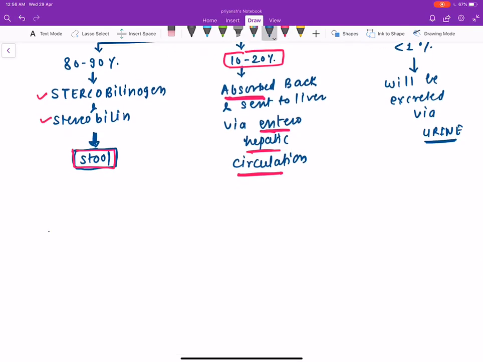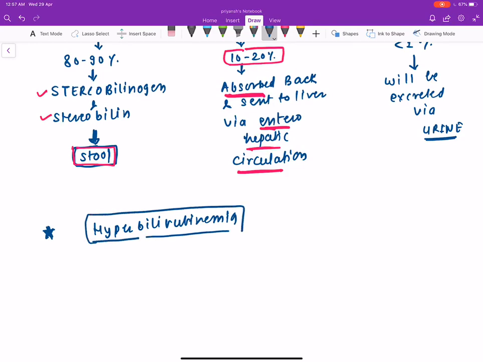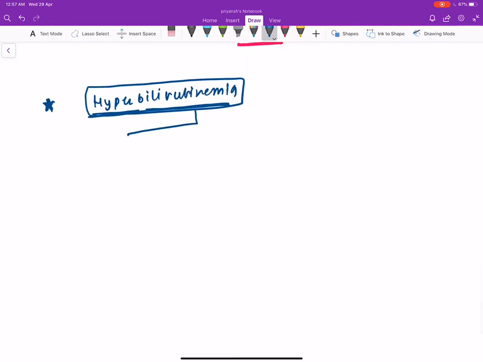Now, once we are clear with the heme catabolism pathway, I would like to add a clinical side, that is hyperbilirubinemia. Hyperbilirubinemia means there is an increased amount of bilirubin in the blood. If they ask what are the causes of hyperbilirubinemia, we can divide them into two main categories. One is called congenital hyperbilirubinemias and the other is acquired.